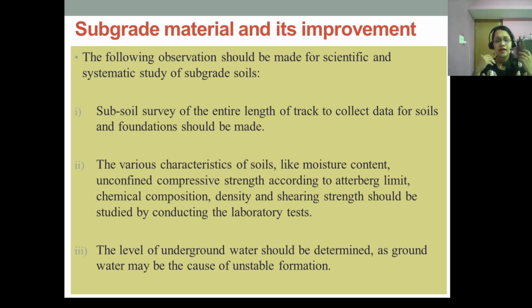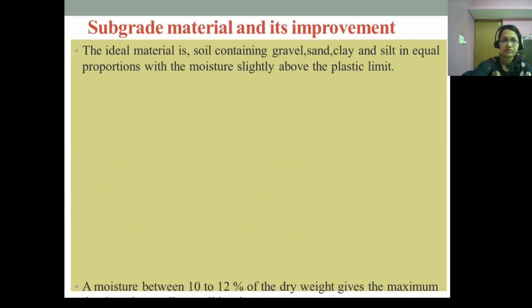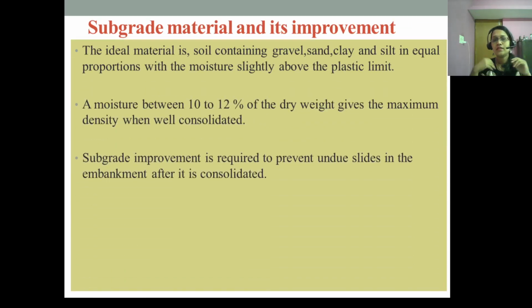So what is the ideal material? The ideal material is soil containing gravel, sand, clay and silt in equal proportions, with the moisture slightly above the plastic limit. Moisture between 10 to 12% of the dry weight gives a maximum density when well consolidated. Subgrade improvement is required to prevent undue slides in the embankment after it is consolidated. Usually a mixture of 2 or 3 different soils gives satisfactory results.